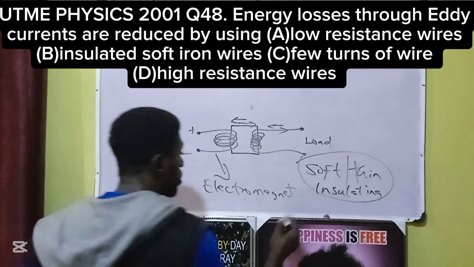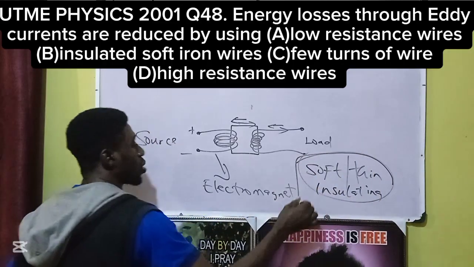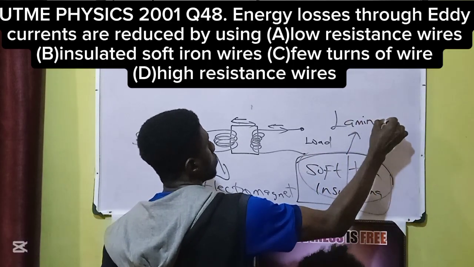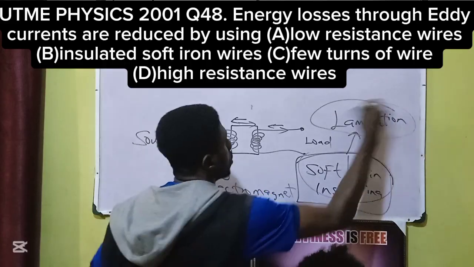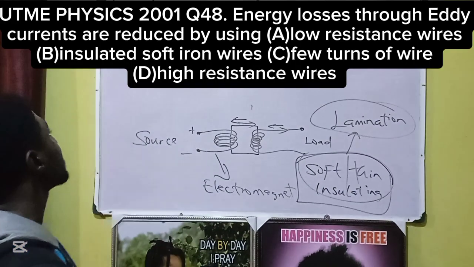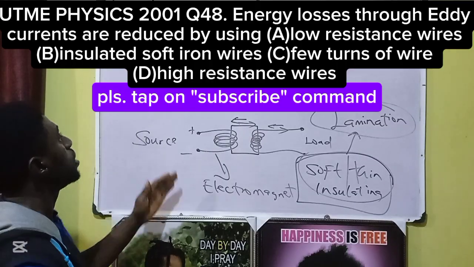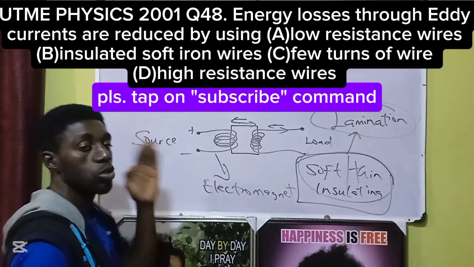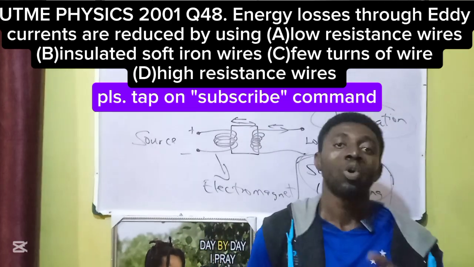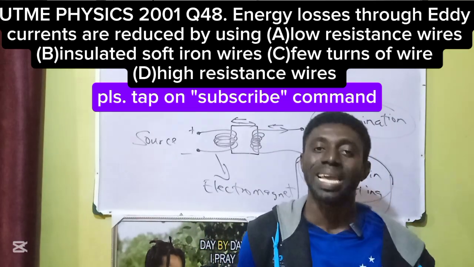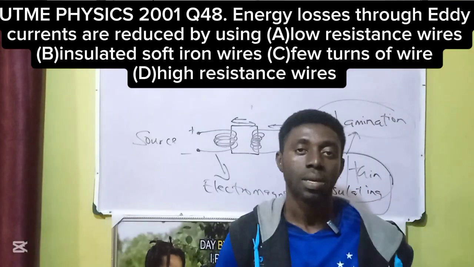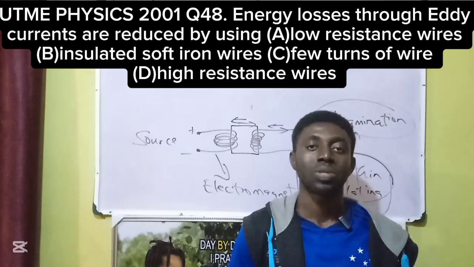Both actions we've done here are considered as lamination. This is the buzzword for what we've said here. So let's go back to the options. We can see that the best option there is option B, insulated soft iron wires. Insulated and soft iron wires will bring about reduction in eddy current. And one word for that is lamination. Thank you. Please stay tuned as we push ahead.